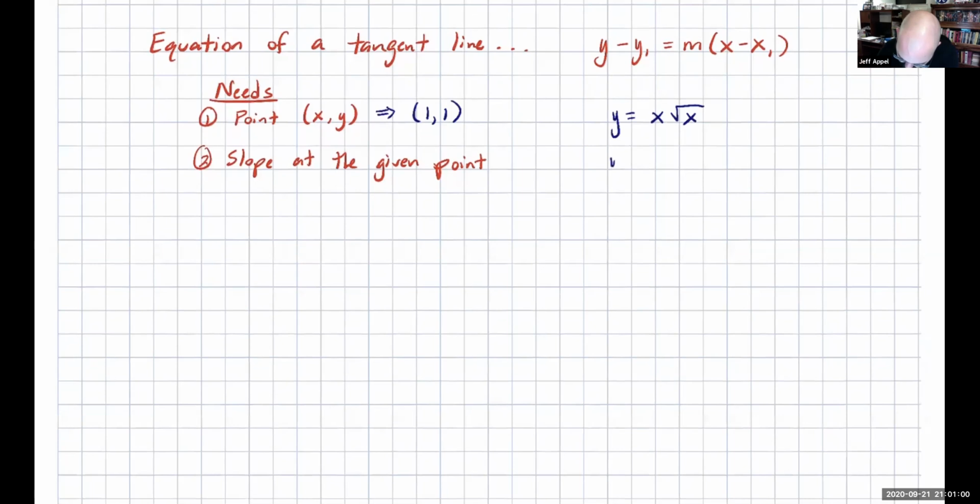So what I might do is look at it and say, okay, x times the square root of x is the same thing as x times x to the 1/2 power. And remembering something from your algebra days, when you're multiplying two pieces with a common base, you add your exponents. So this is going to be y equals, if your exponent here is 1, x to the 3/2 power.